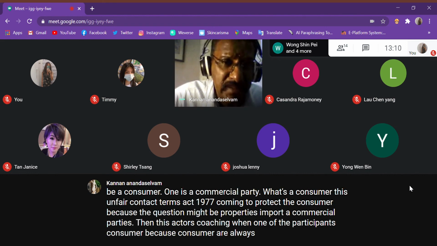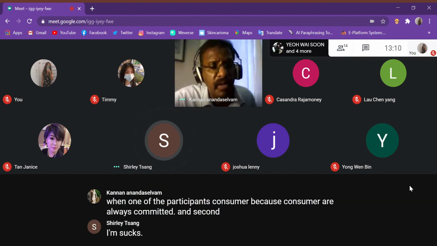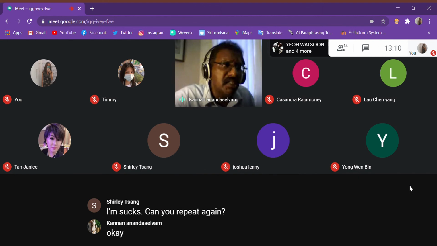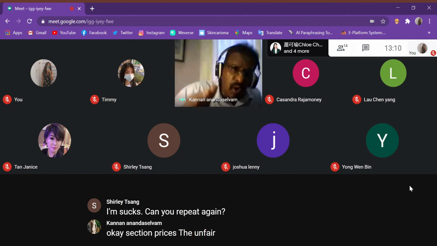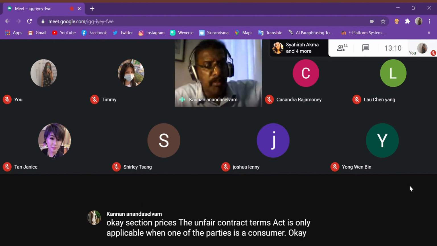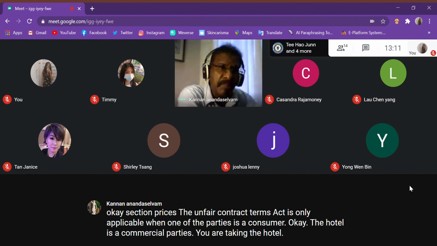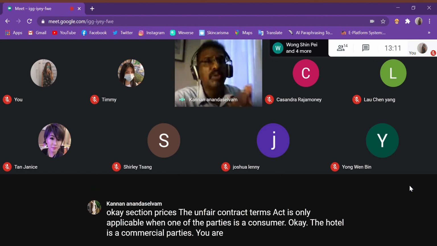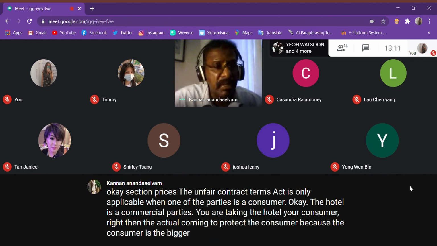Am I right? And sir, can you repeat the section again? Okay, section 5 says the Unfair Contract Terms Act is only applicable when one of the parties is a consumer. The hotel is a commercial party. You are staying in that hotel, you are a consumer, am I right? Then this Act will come in to protect the consumer because the consumer is the weaker party. If both are commercial parties, then this Act would not be applicable.